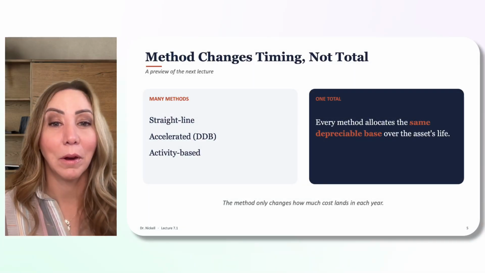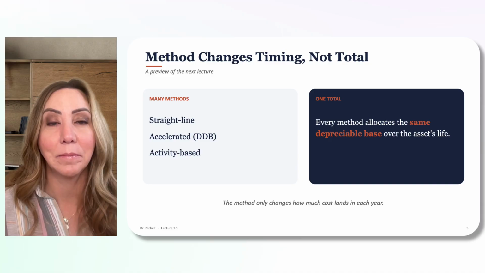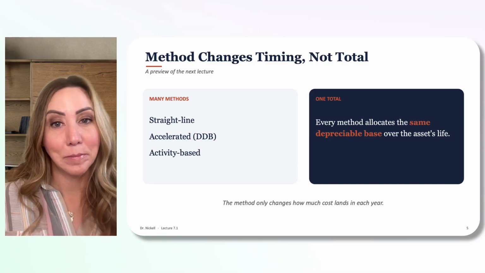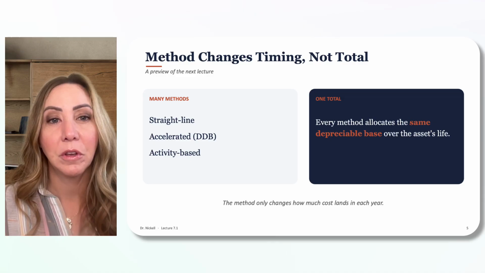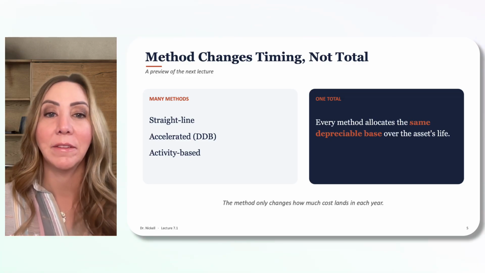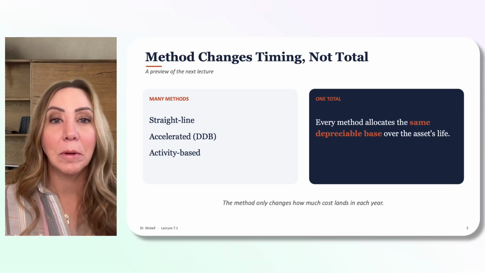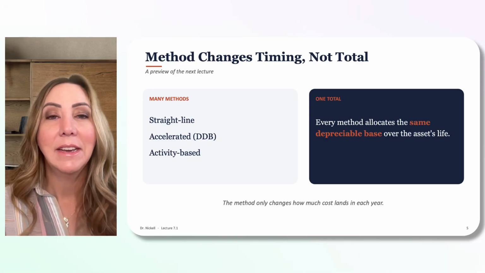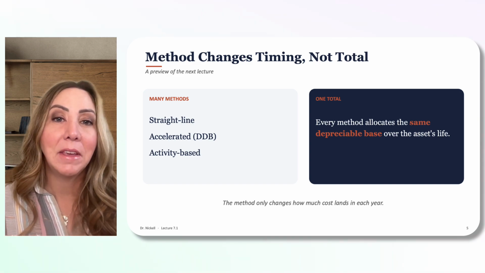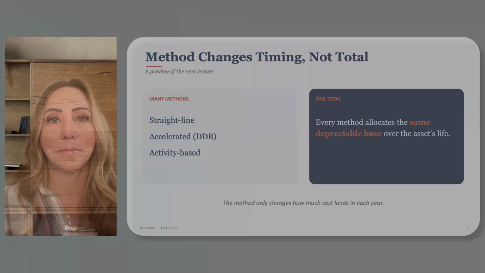And here's the elegant part. There are several methods we can use to allocate that depreciable base over time. Straight line, accelerated methods, or activity-based methods. And we'll cover all three of those. But every single one of them allocates the exact same total over the life of the asset. The method only changes the timing of that recognition, how much cost lands in each year. It never changes the total. So whichever method you choose, by the time the asset's fully depreciated, you've expensed the same depreciable base.